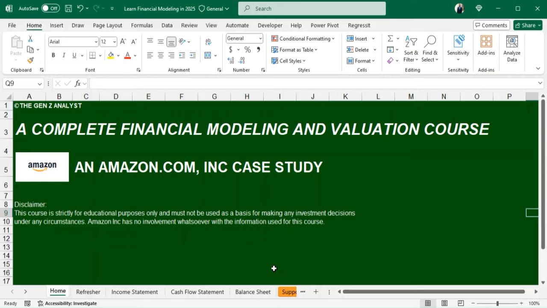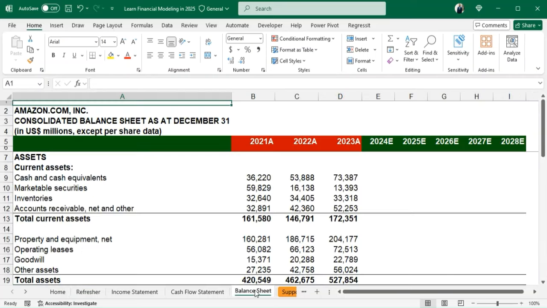We are going to continue with our balance sheet forecasting. In my previous video, we looked at an introduction to the balance sheet of Amazon and we went through the various line items within this particular balance sheet. And so we continue the discussion from there. In this video, we are going to concentrate on how to forecast these items within the balance sheet.